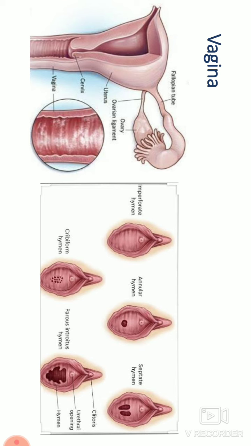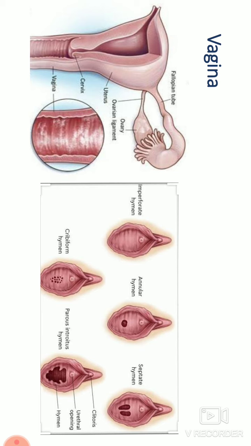So it has four layers: the mucous coat, which is lined by stratified squamous epithelium; the submucous layer of loose areolar vascular tissue; the muscular layer, which has two layers, inner circular and outer longitudinal; and the last one is the outer fibrous coat, which is derived from endopelvic fascia, and it is highly vascular.